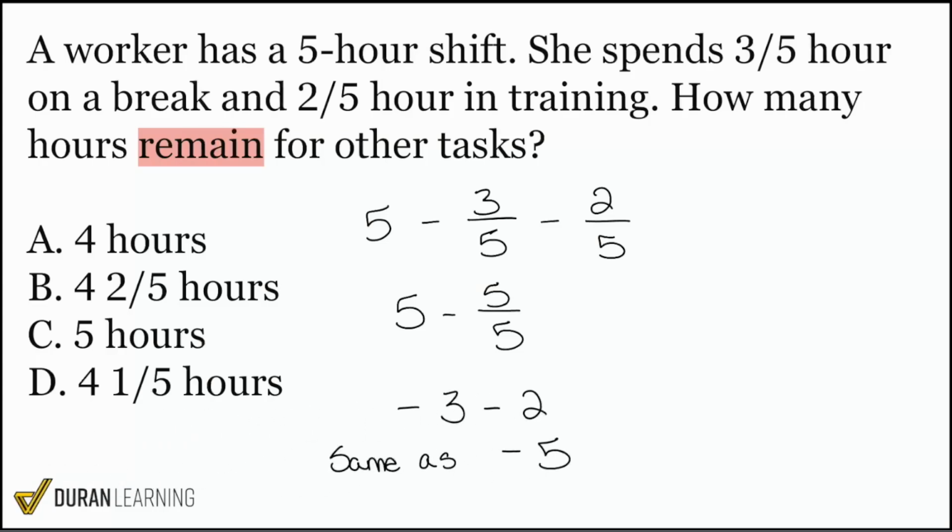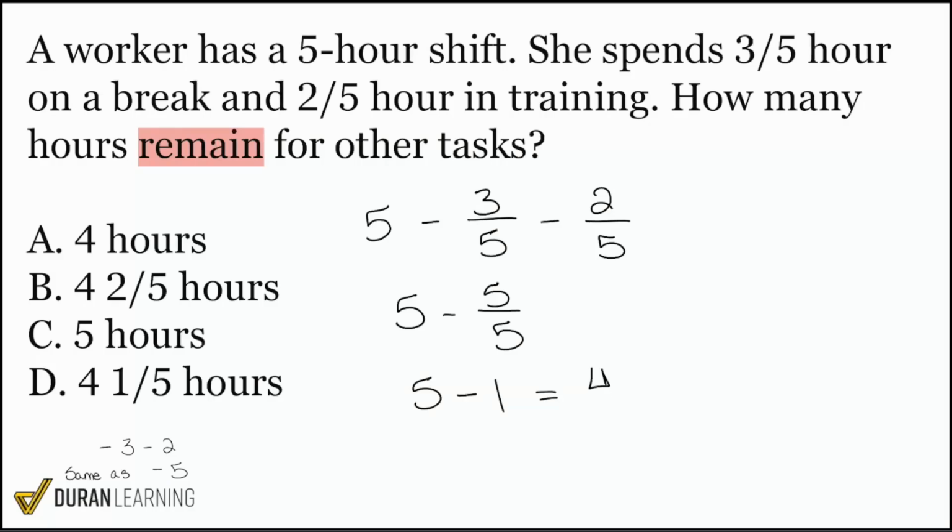Now, how does that help us? Well, let me just move this out of the way. The reason that this helps us is because, my party people, what is 5 divided by 5? 5 over 5 ends up turning into a whole number. And what whole number specifically? That's going to be 1. 5 divided by 5 is 1. So this just turns into 5 hours minus 1 hour. That means we have 4 hours remaining for other tasks. And that's where answer choice A comes about as being the correct answer.